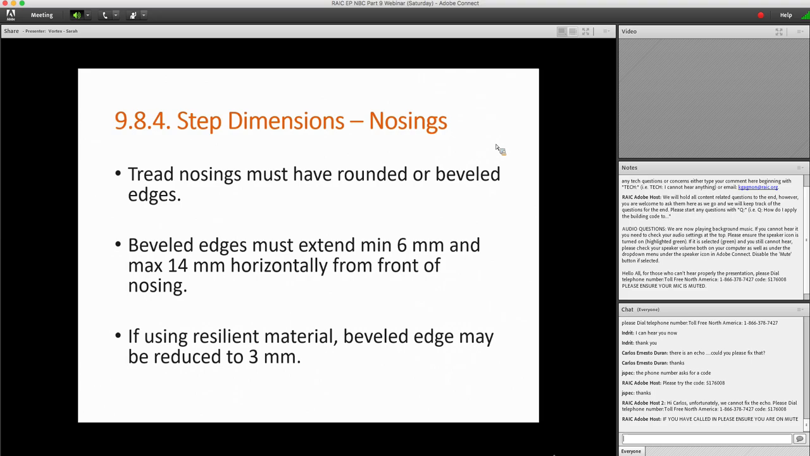For nosings, tread nosings must be either rounded or beveled. The beveled must extend a minimum of 6 millimeters and a maximum of 14 millimeters horizontally from the front of the nosing. And where you're using a resilient material, as are in certain floorings, the beveled edge may be reduced to 3 millimeters.